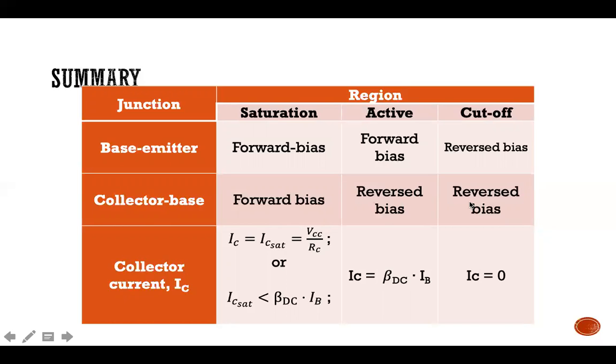And you can calculate the collector current. This is the formula. At saturation region, IC saturation equals this or this. At active region, IC equals beta IB. At cutoff region, IC equals 0. IC at saturation region equals VCC divided by RC.